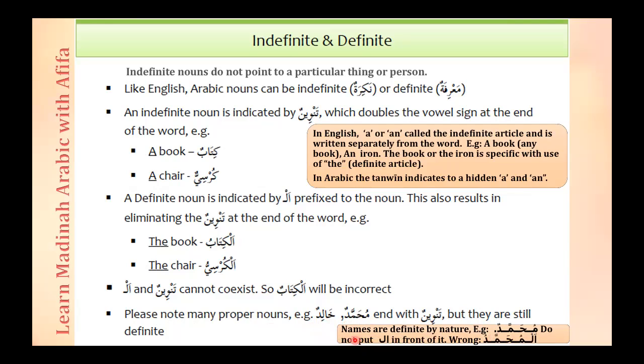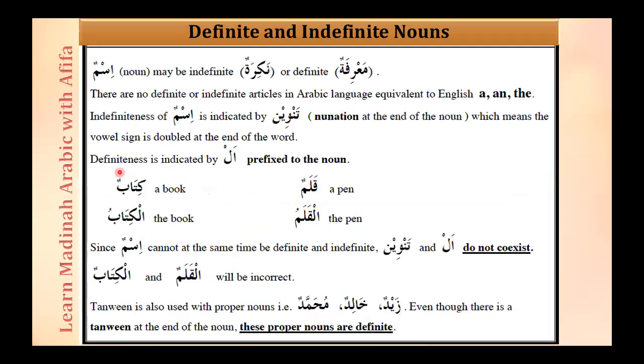These names are definite. So this is what this is saying here. Names are definite by nature. Muhammadun is definite, so do not put an al in front of it. It is wrong to say al-Muhammadu. So this is the exception for the rule of the tanween that we looked at earlier. Names are always definite. All right. So once again, the Arabic term for indefinite is nakiratun and the definite term is ma'arifatun.